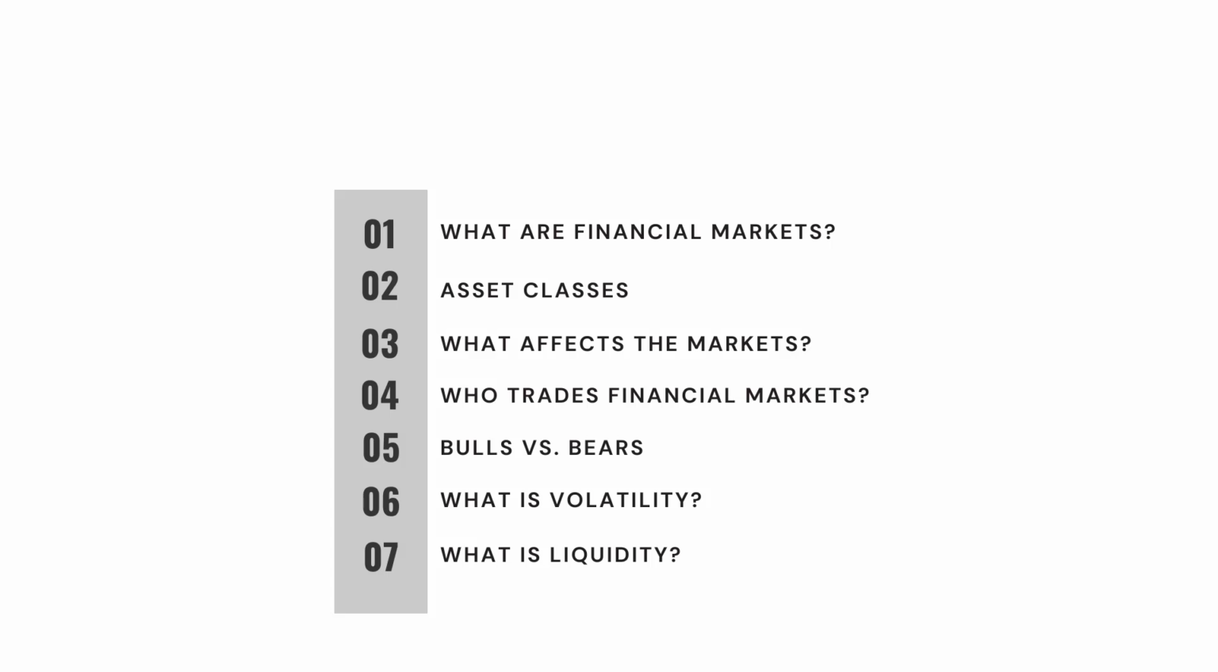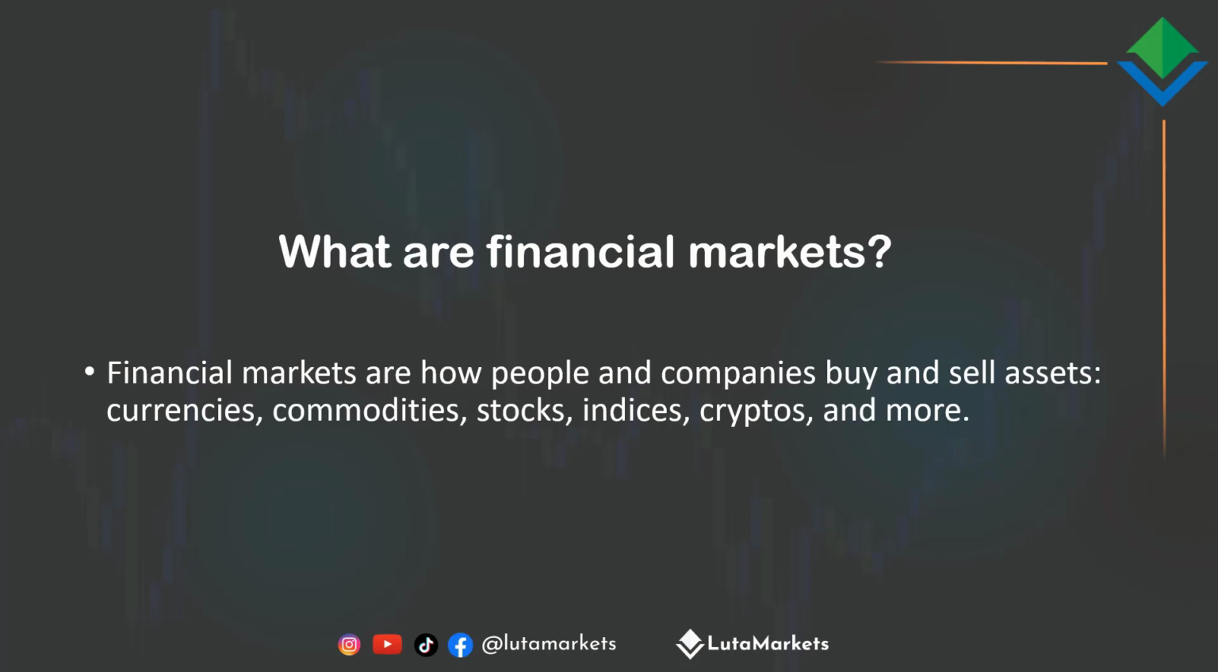What are financial markets? Financial markets are how people and companies buy and sell assets, currencies, commodities, stocks, indices, cryptos, and more. People have traded financial markets for hundreds of years. They grew out of a practical need to help people buy and sell things more efficiently and to help companies that need money to raise it quickly.